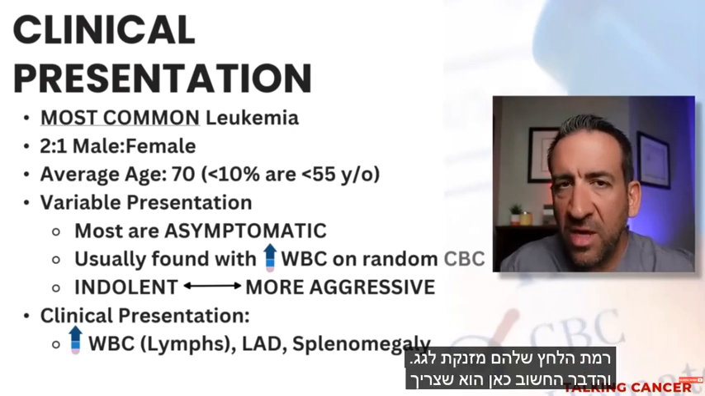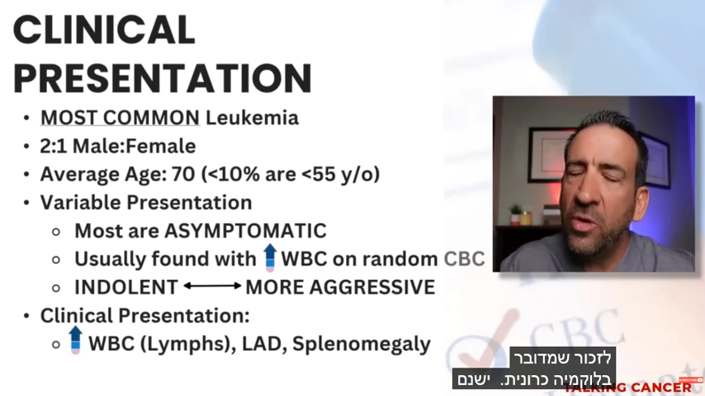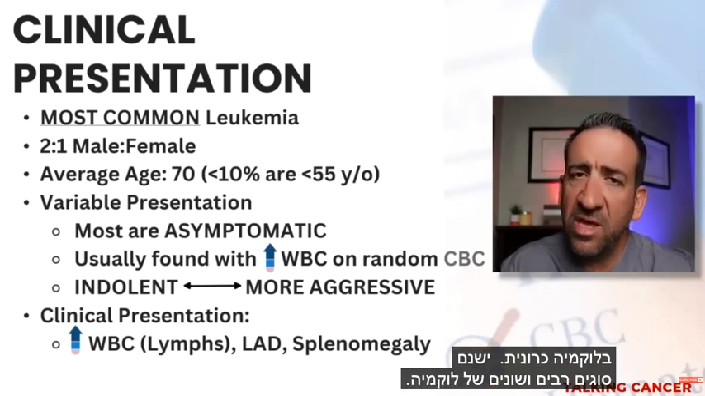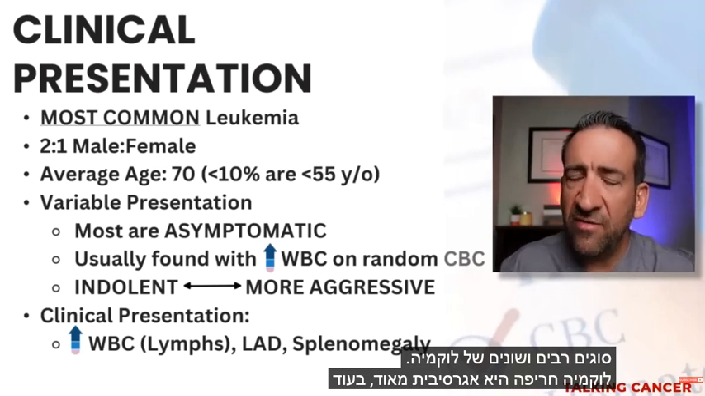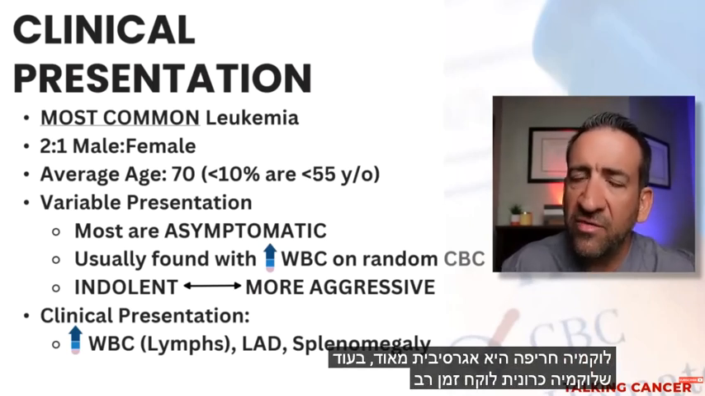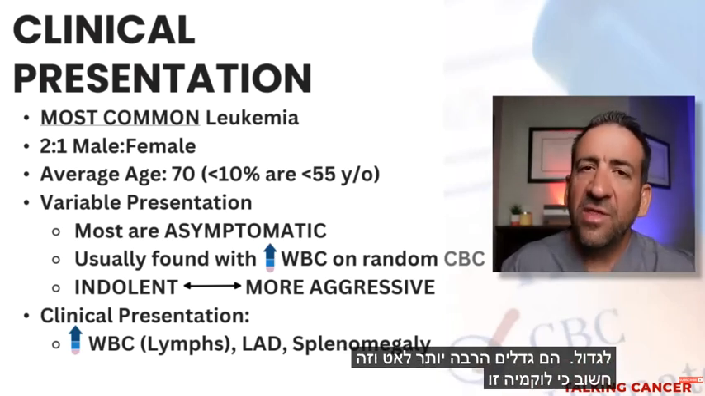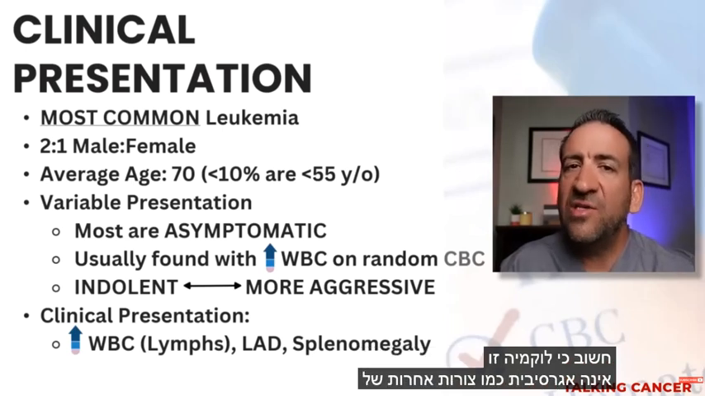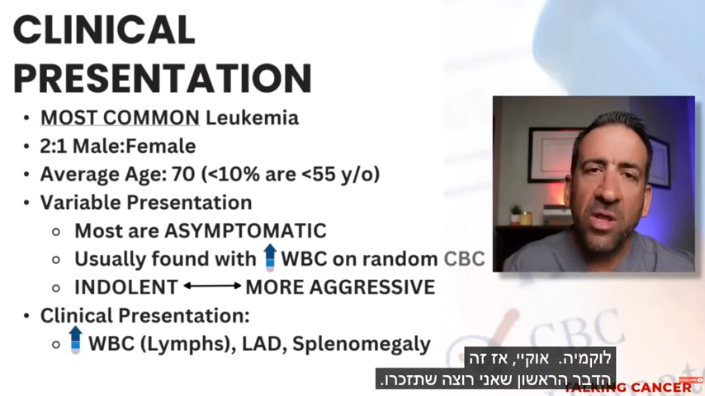And the important thing here is that you need to keep in mind that this is a chronic leukemia. There are many different types of leukemia. Acute leukemias are very aggressive, whereas chronic leukemias take a long time to grow. They're much slower growing, and that's important because this leukemia is not as aggressive as other forms of leukemia. Okay, so that's the first thing that I want you to keep in mind.